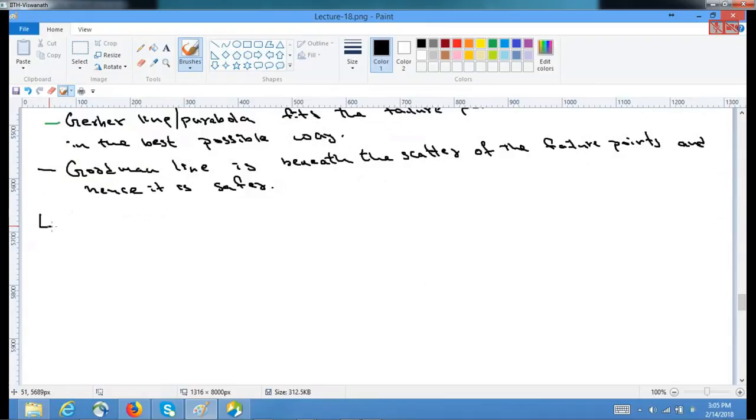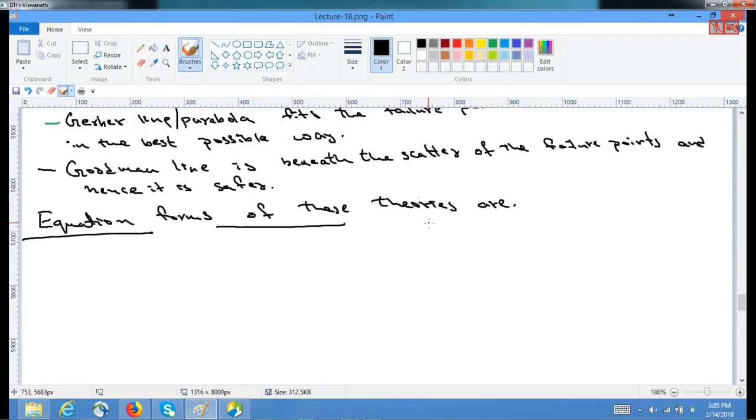Now, the equation forms of these theories are as follows. The Soderbergh line is an equation of a straight line with Sm by Syt plus Sa by Se equals 1.